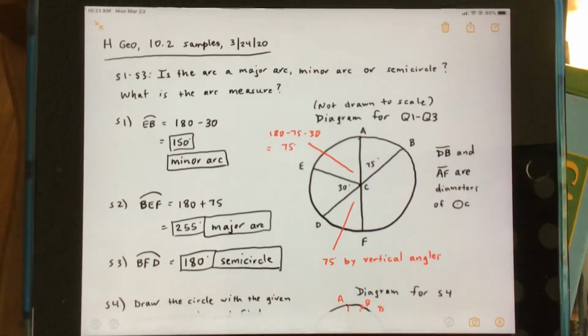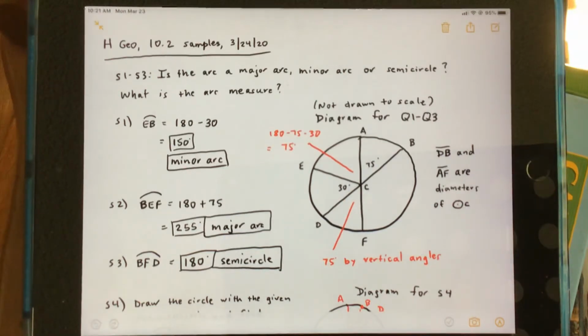Our samples 1 through 3 will have 2 different questions each. The first question will be, is the arc a major arc, minor arc, or semicircle? Once you have determined the answer to that question, then you'll move on to what is the arc measure of the given arc. We have a diagram that is drawn over to the right.